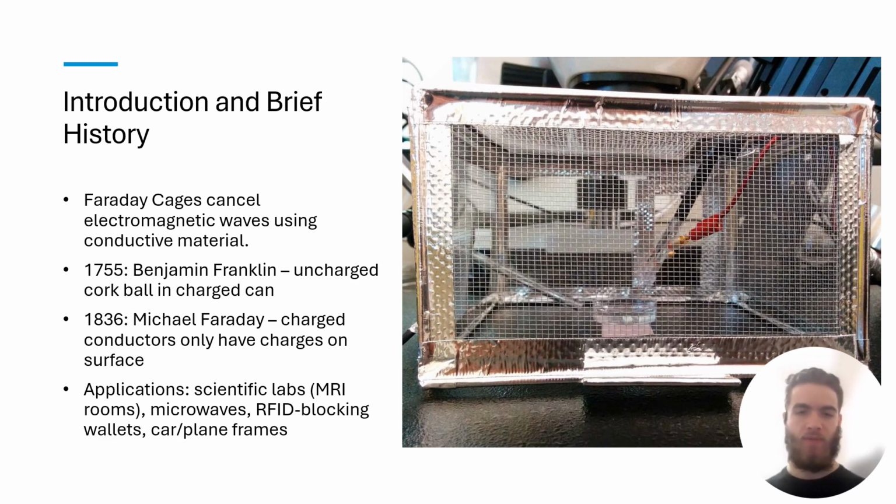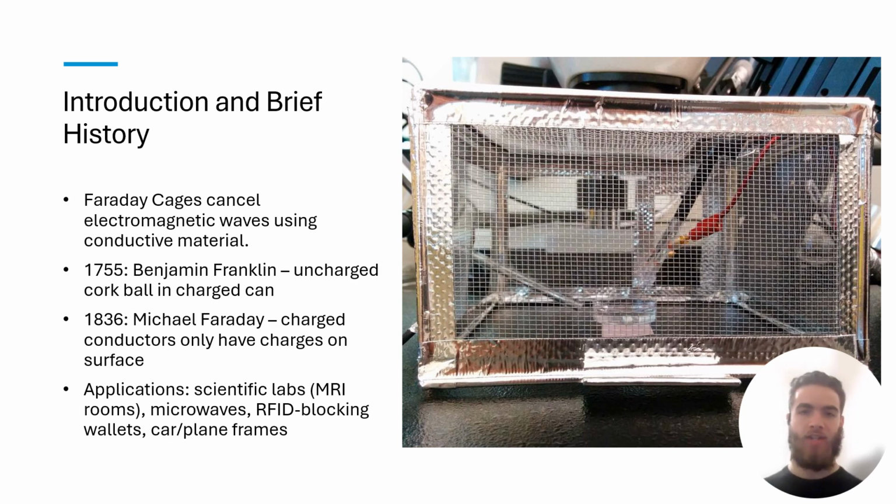So, in 1755, Benjamin Franklin observed that when he placed an uncharged cork ball in a charged can, there was no attraction to the can. Also, in 1836, Michael Faraday observed that conductors only have charges on their surface.